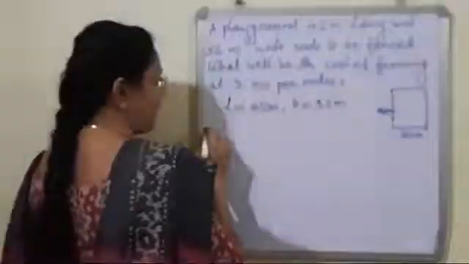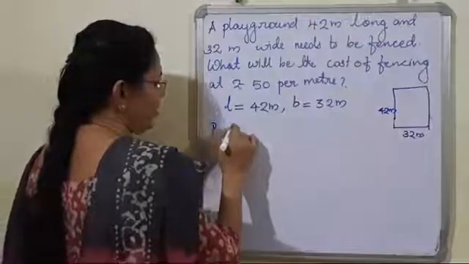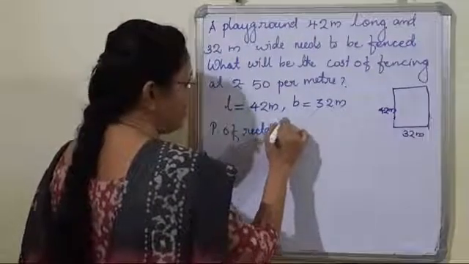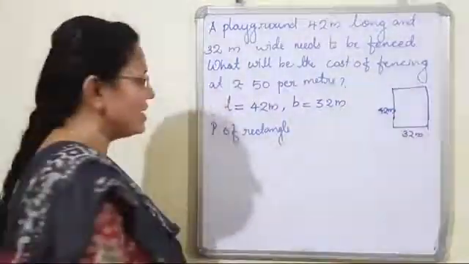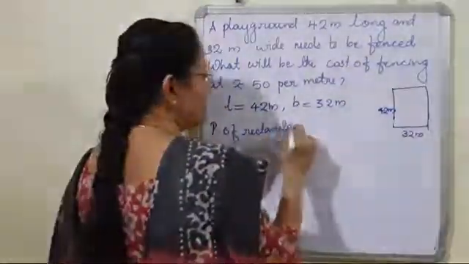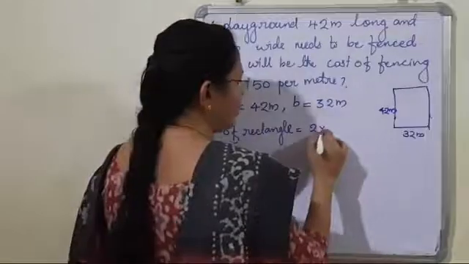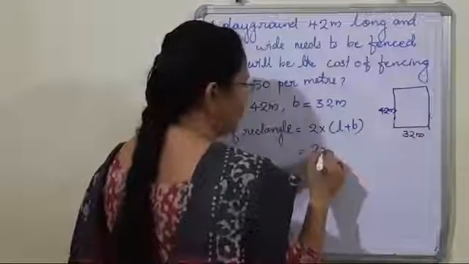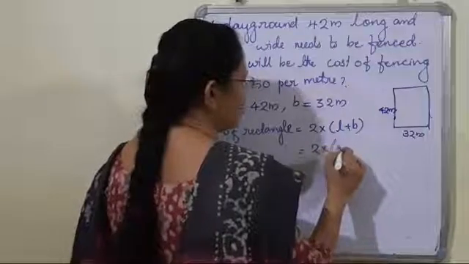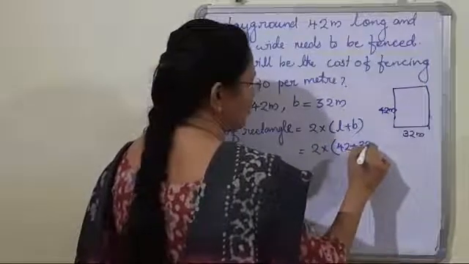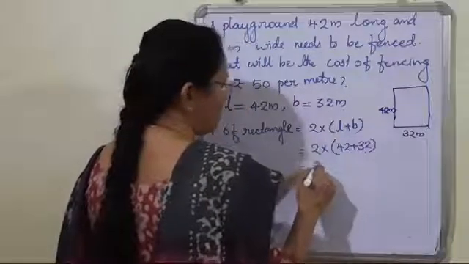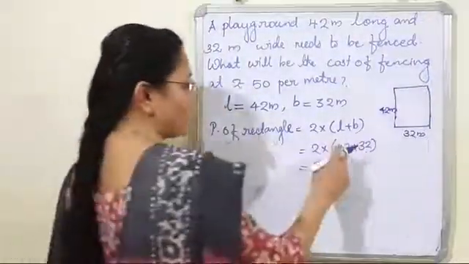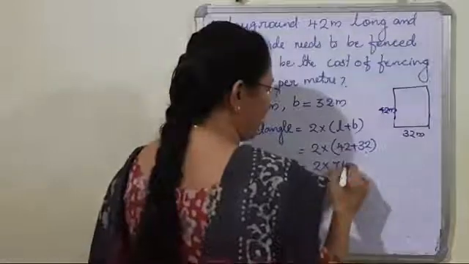Now we should find the perimeter of rectangle. Why we are writing rectangle itself here? We can write square also, no? Yes. Here, length and breadth is given. That is why 2 into L plus B. Substitute the value. That is 2 into L plus B, that is 42 plus 32. First we should do the calculations inside the bracket. 42 plus 32 is 74.